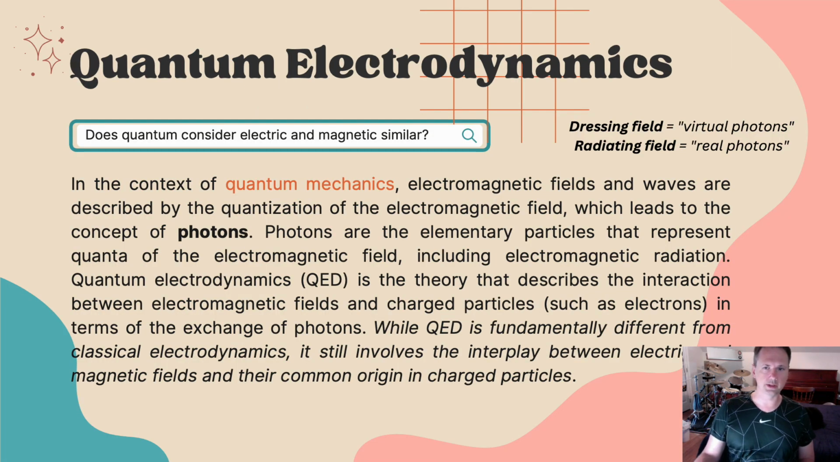Quantum also sees electric and magnetic fields as arising from the same thing. It's the interplay, or the common origin, in charged particles. Quantum is going to consider the addressing field to be virtual photons, and it's going to consider the radiating field to be real photons. It's just quantizing the electromagnetic radiation, at least for the real photons. It's quantizing, at least to this concept of individual photons, as elementary particles that represent quanta of the electromagnetic field.